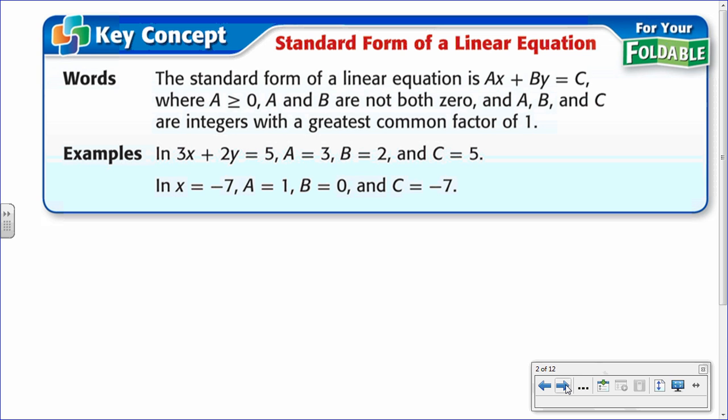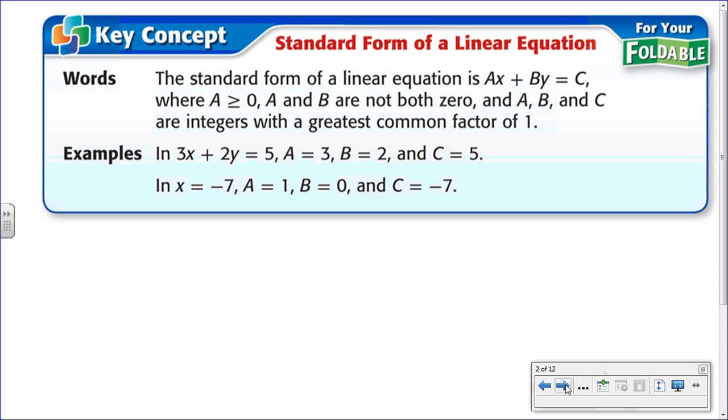Standard form of a linear equation is ax plus by equals c, where a is greater than or equal to 0. A and B are not both 0, because what happens if they're both 0? What's anything times 0? It just disappears, doesn't it? Okay, so the last thing, and this is probably the most confusing part, A, B, and C are integers with a greatest common factor of 1. And I'll explain that in just a sec.